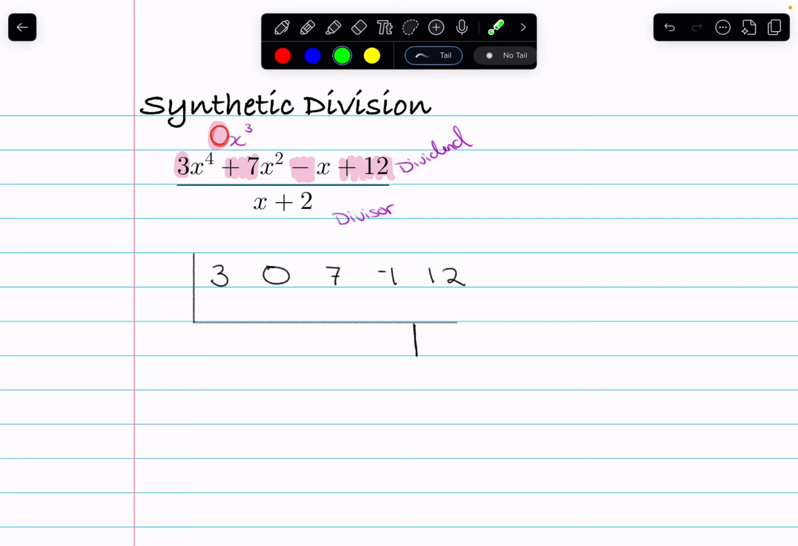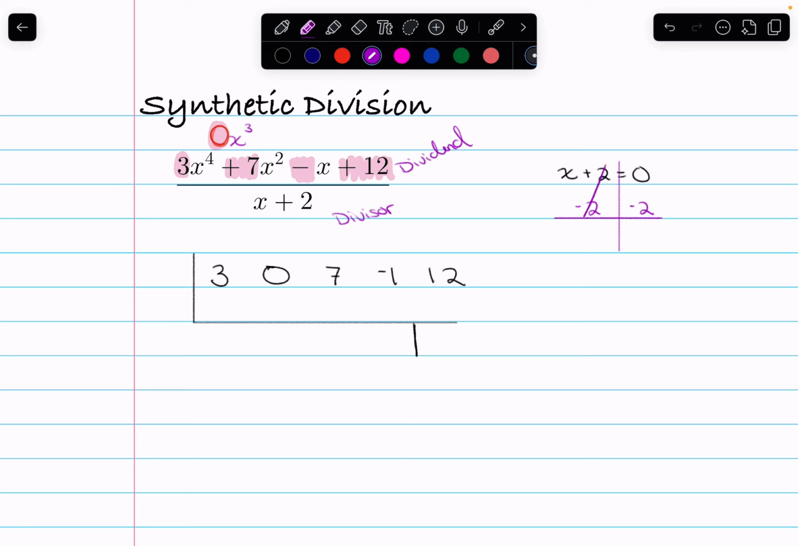Now we need our divisor. Our divisor is going to go outside just like it does for polynomial long division, but setting it up is slightly different. To find what you put on the outside, you don't just put x plus 2. Like I said, it's only numbers. We're not dealing with any letters. We're going to set our divisor equal to 0 and solve. So if I draw my line down, I'm going to subtract 2 from both sides.